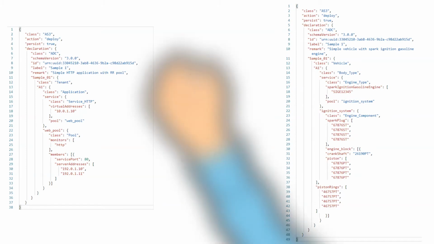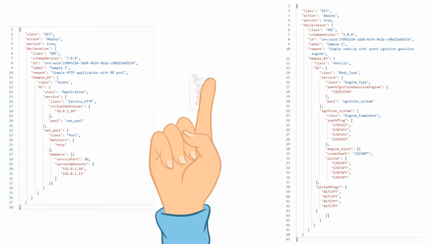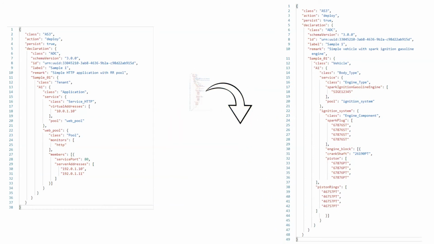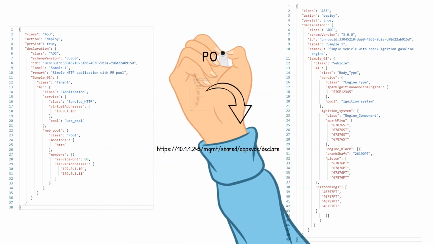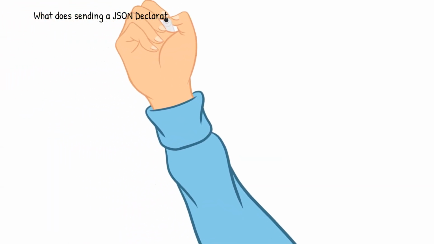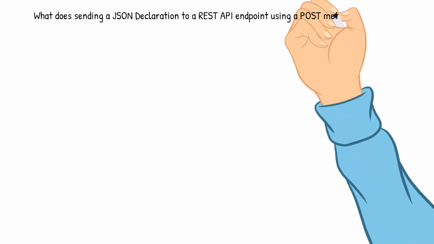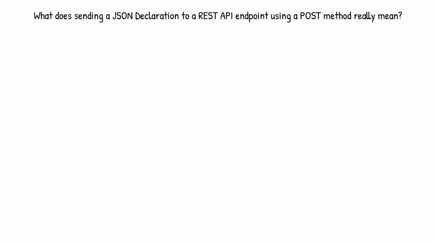Once the application configuration objects are written out in the specific format, the JSON declaration is then sent to the REST API endpoint using a POST method. But wait, what does sending a JSON declaration to a REST API endpoint using a POST method really mean?